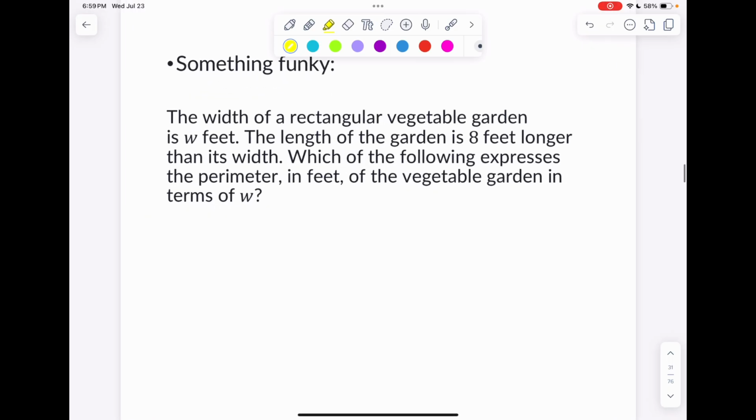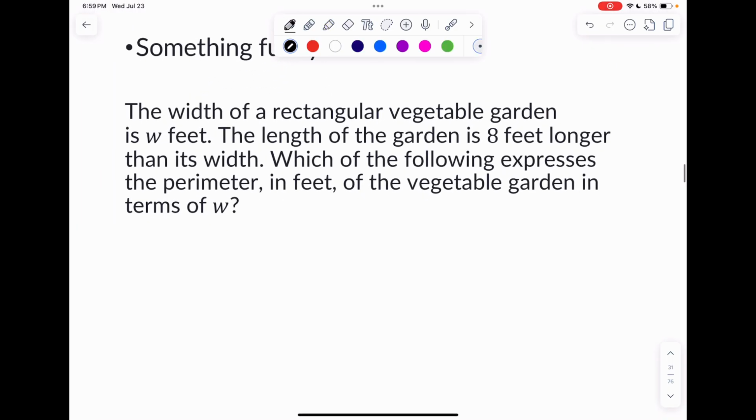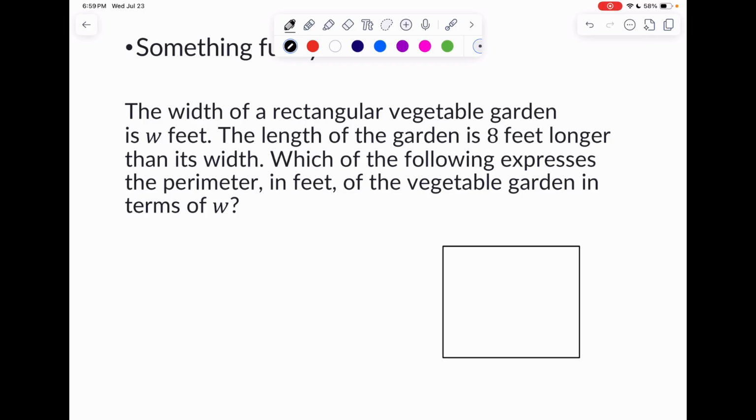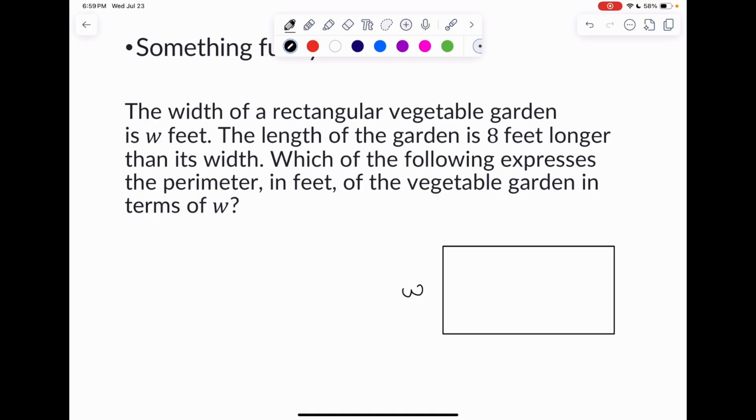Now here's something funky that doesn't appear to be either one, but if we use our translation system on this, it works really well. It says the width of a rectangular vegetable garden is W feet. So let's draw ourselves a little rectangular vegetable garden. Okay, and we're gonna make the width W feet. I always make the width the smaller one, unless it says otherwise. The length of the garden, we'll call that L, is 8 feet longer than the width. So the L is whatever the width is increased by 8.